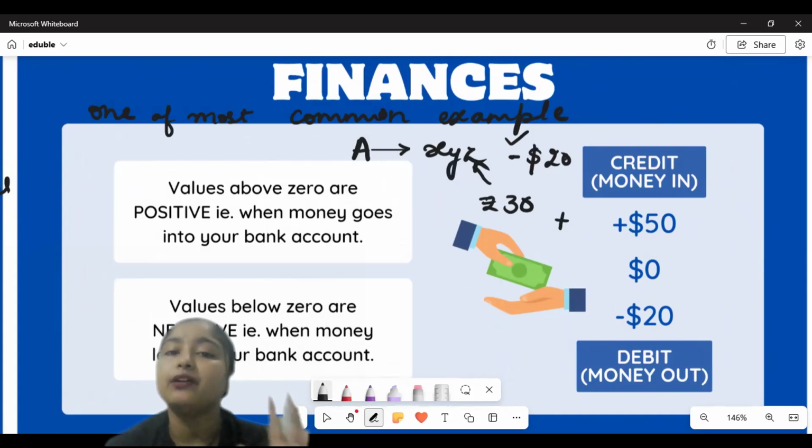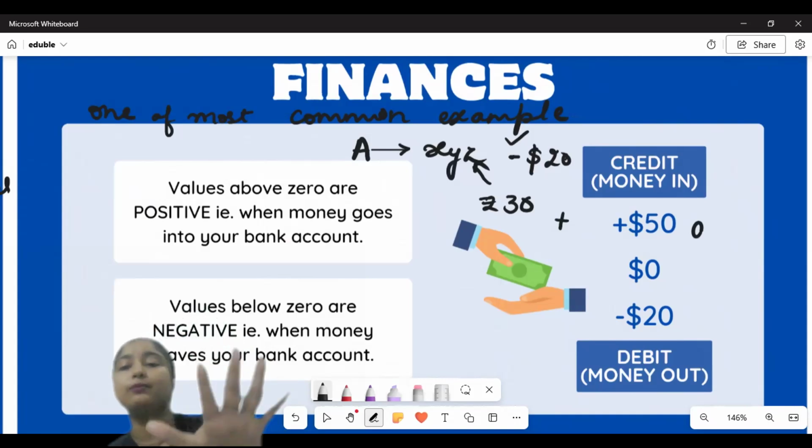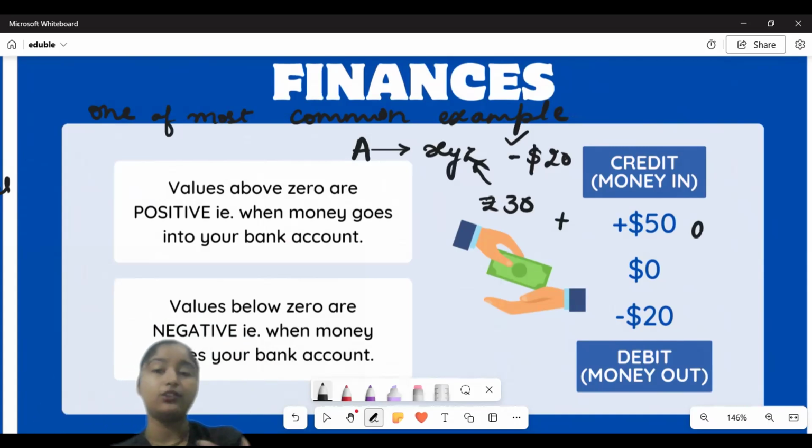So values above zero are positive. If the value is zero, that means it's nothing, neither negative nor positive. If you have deposited 0 rupees in your account, or withdrawn 0 rupees from your account, there will be no change, right? So a zero is nothing.